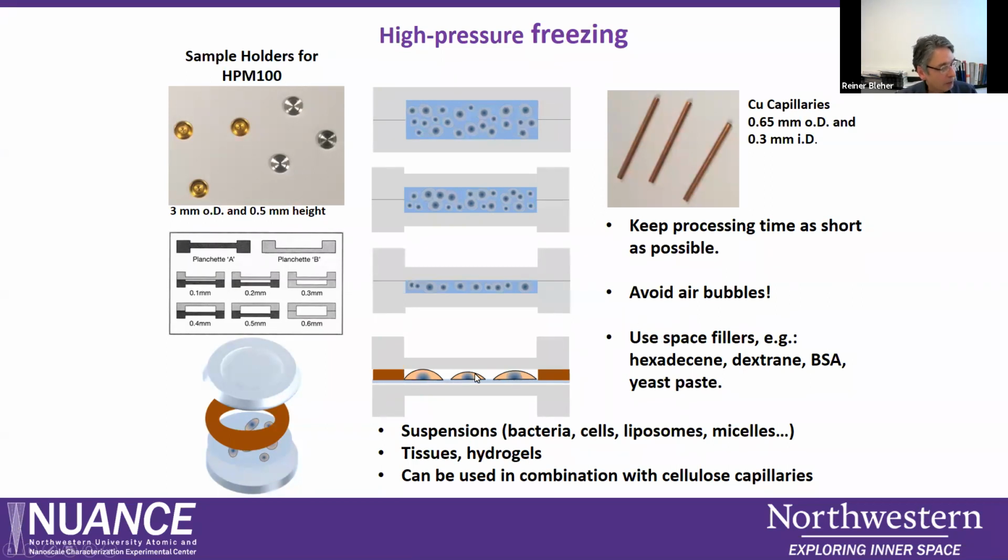For example, if we use a layer of cells, we use space fillers. So we can use hexadecane, dextran, BSA, or yeast paste. That depends, of course, on the sample. And we also have options if we have smaller samples, like single mouse egg cells, which we use sometimes. We can put those into cellulose capillaries and then put those cellulose capillaries into the copper capillaries for freezing.